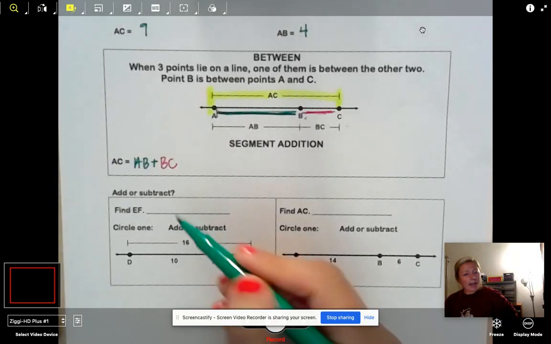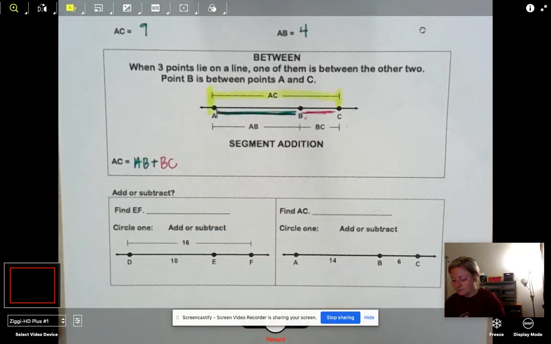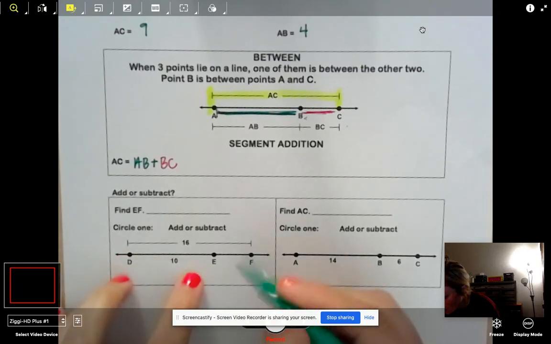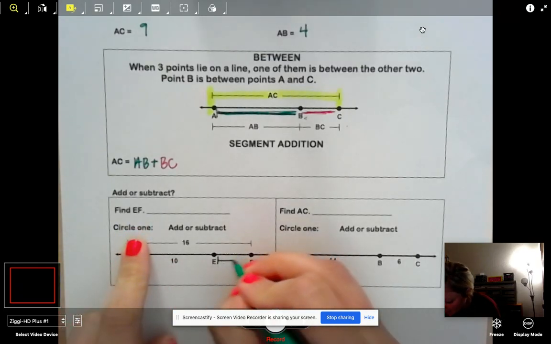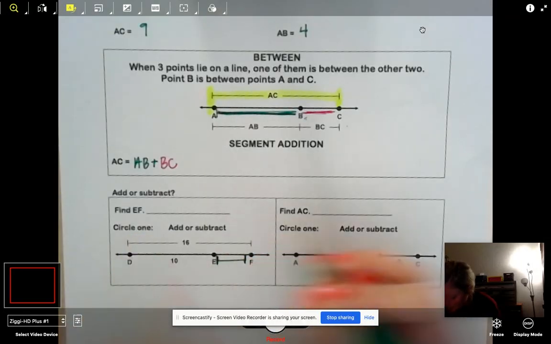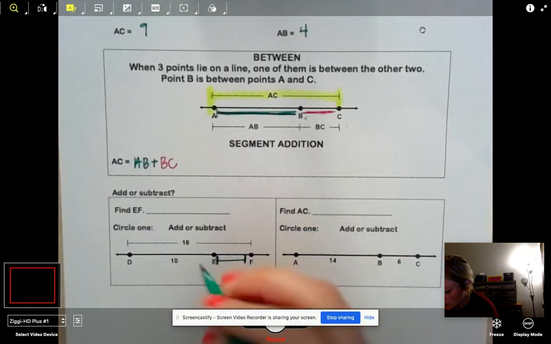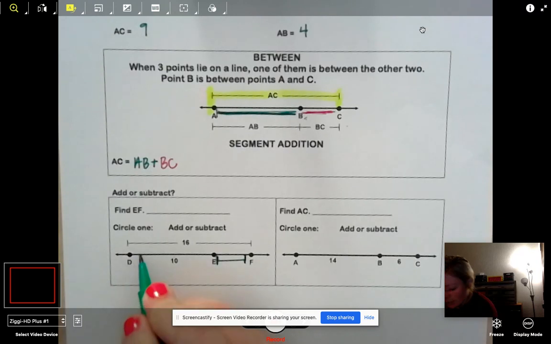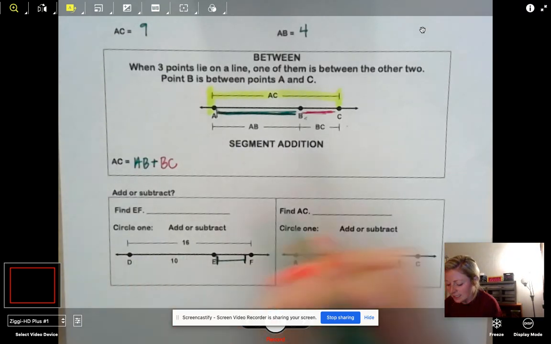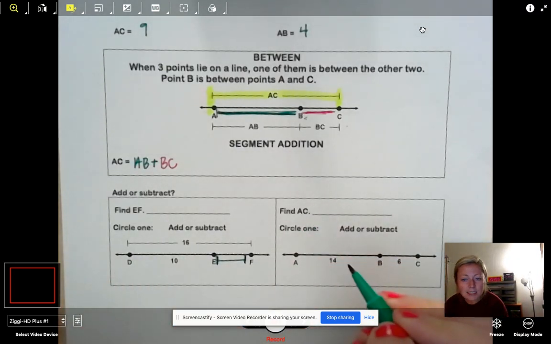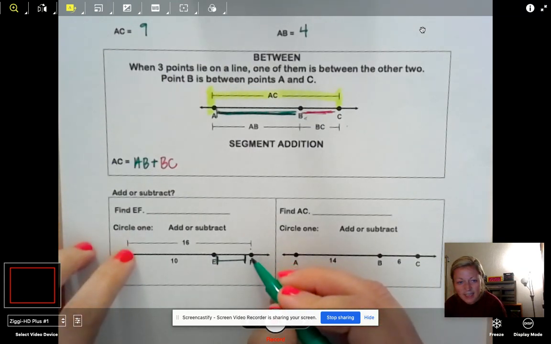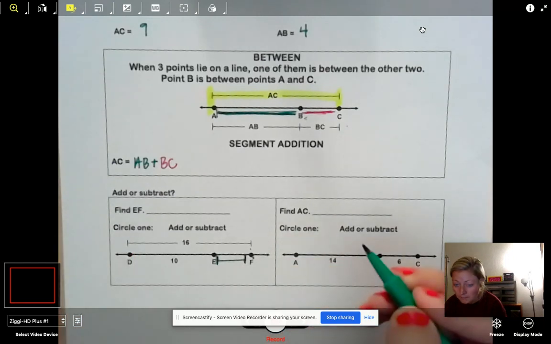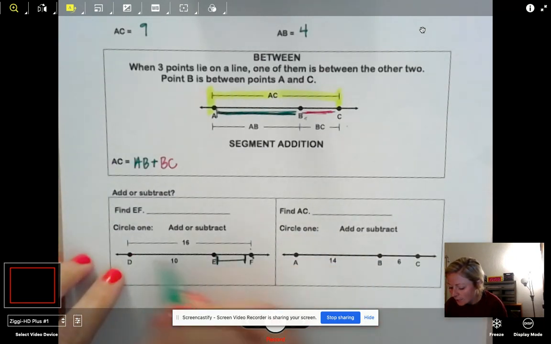So it says, do we add or subtract? Well, let's find out. So our goal is to figure out what EF is. So I want to figure out this guy right here. That's our job. So what are we going to do between 16 and 10? What does 16 represent? 16 represents the distance from D to F. Okay. And 10 represents from D to E.